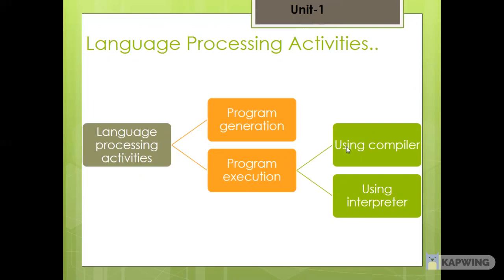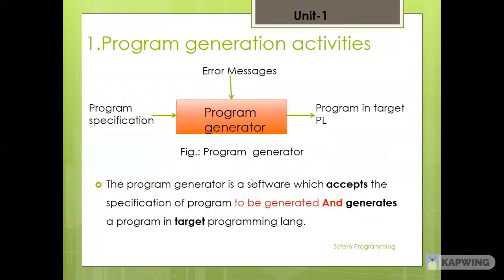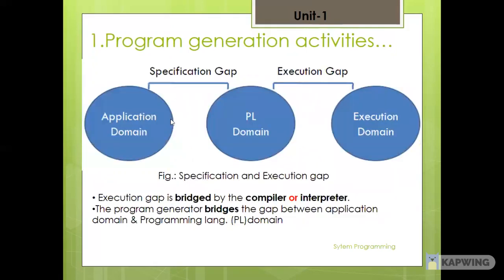Program execution is carried out by using the compiler and the interpreter. Program generation activities involve the program specification, the program generator, error messages if any, and the program in the target programming language. The program generator is software which accepts the specification of the program to be generated and generates the program in the target programming language. That is the function of program generation.